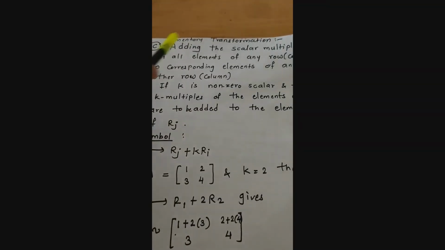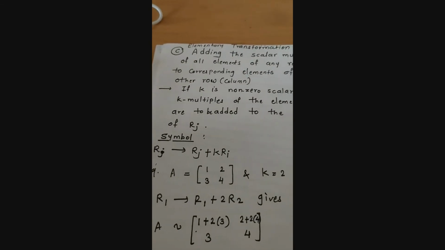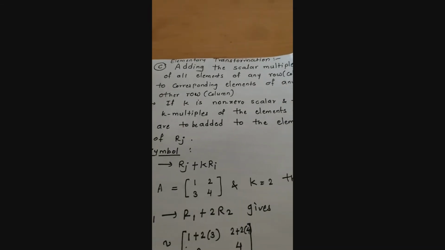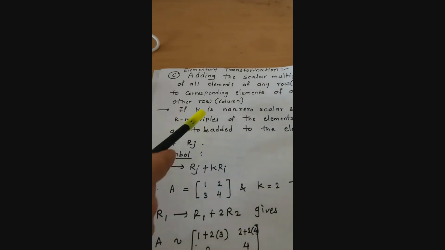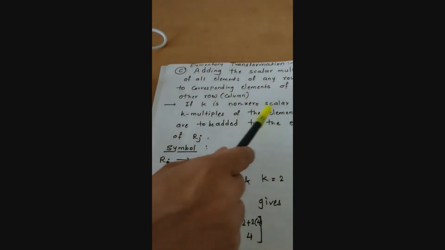The third elementary transformation is adding the scalar multiples of all elements of any row or column to the corresponding elements of any other row or column. If k is a non-zero scalar and the k multiples of the elements of the ith row are to be added to the elements of the jth row, symbolically it is denoted by changing the jth row such that the jth row plus scalar multiple of the ith row.